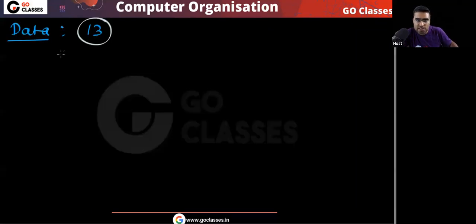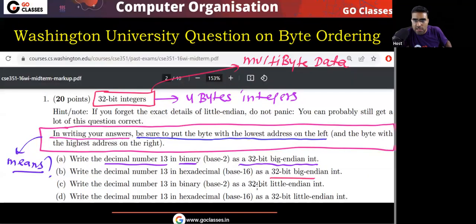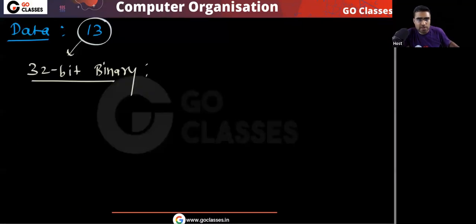So first you convert this into binary. Tell me what your binary will be. First you convert this into 32-bit binary, because ultimately we want 32-bit, right? In all the questions, we want 32-bit. So first you convert this 13 into 32-bit. Tell me, how will this 13 look in 32 bits?